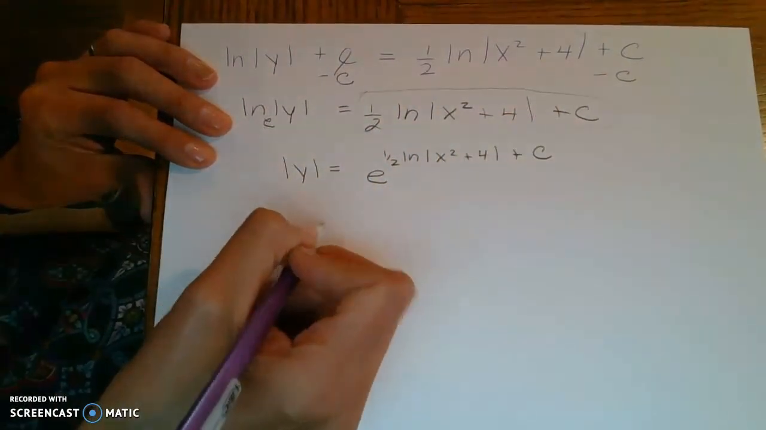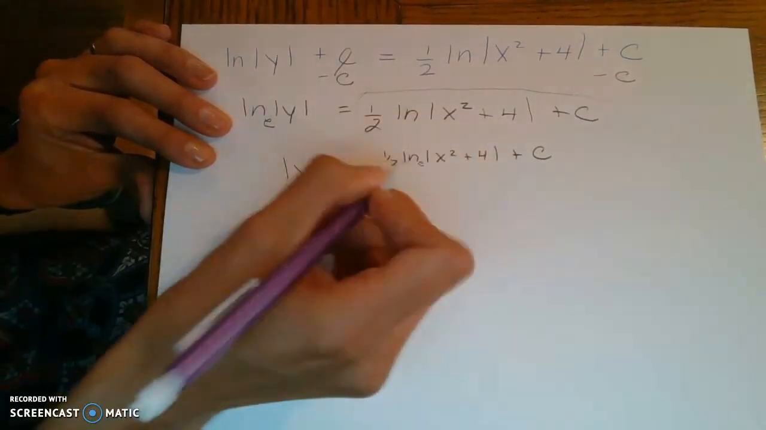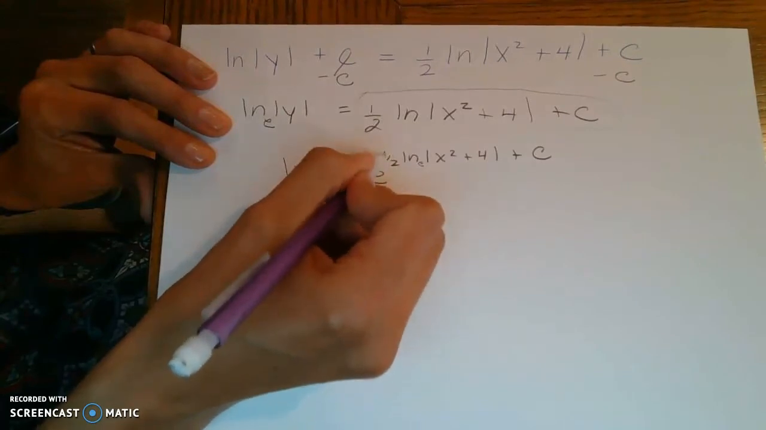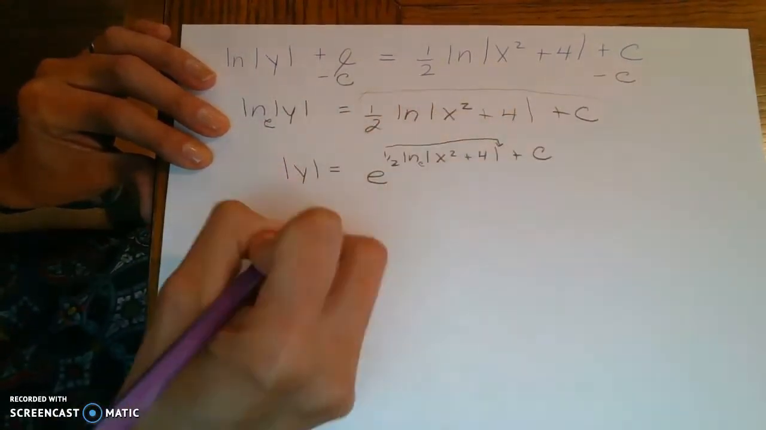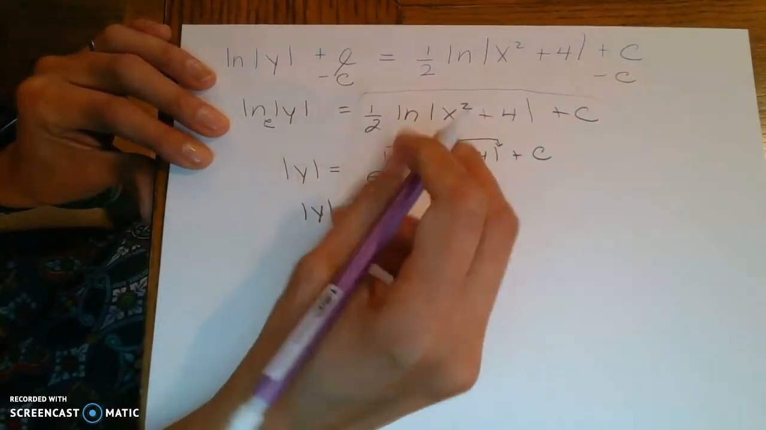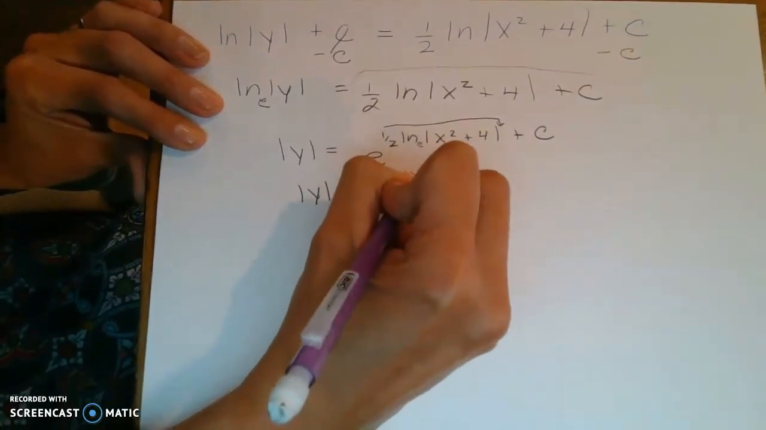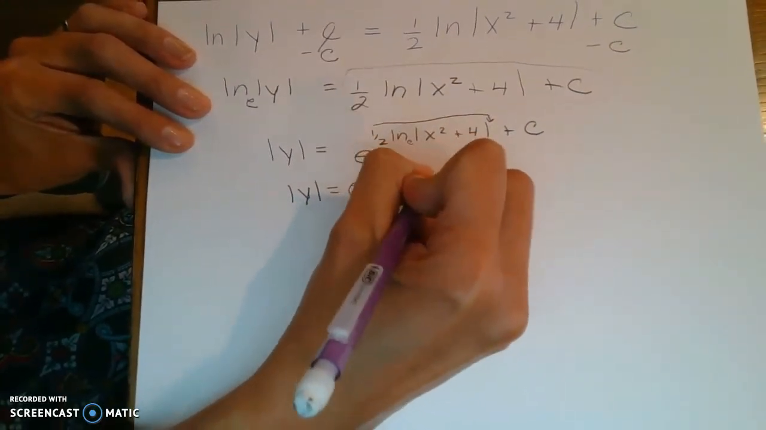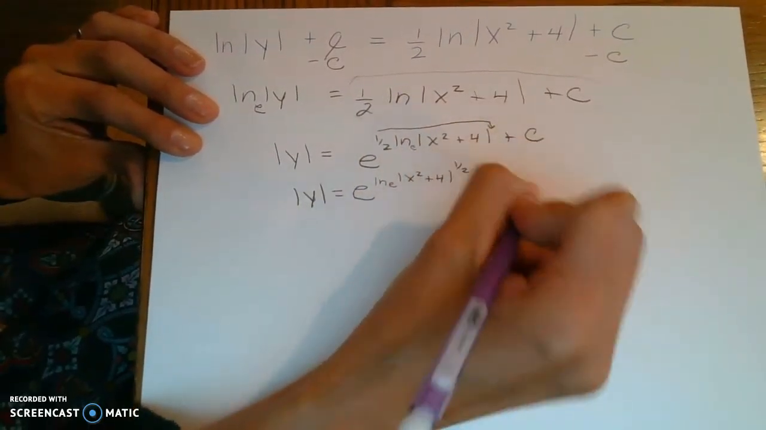And this is where it gets a little tricky. I go, oh, e to the ln, and there's that e. I almost want that box, but that 1/2's in front. So that 1/2's going to go right here, and I'm going to rewrite this as the absolute value of e to the ln of the absolute value of x squared plus 4 to the 1/2 plus c.